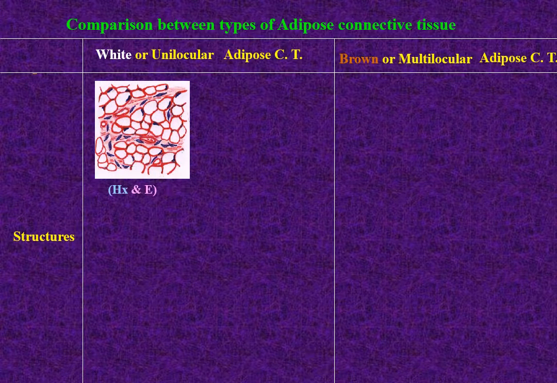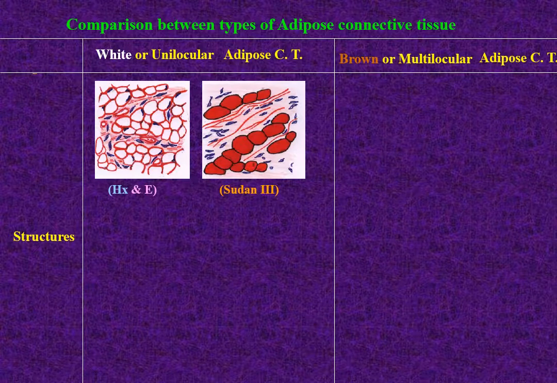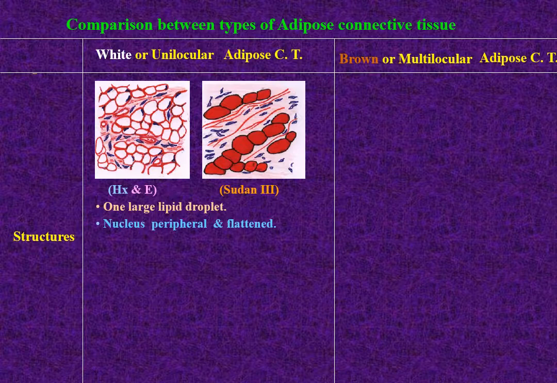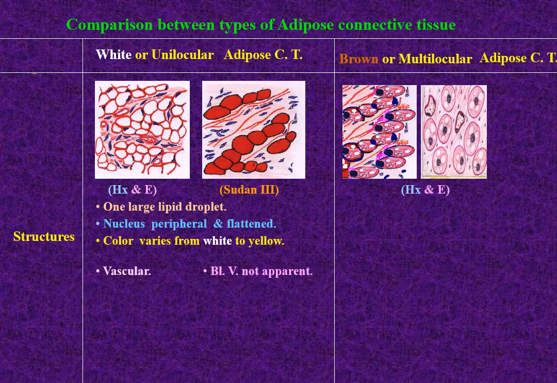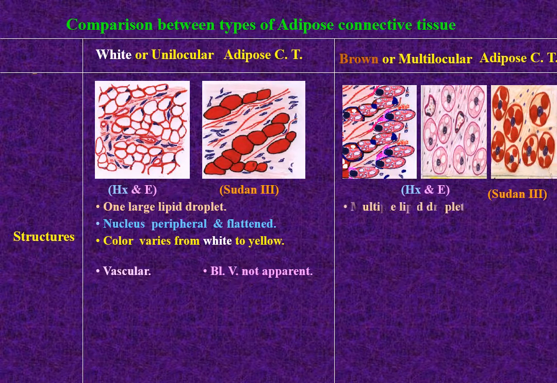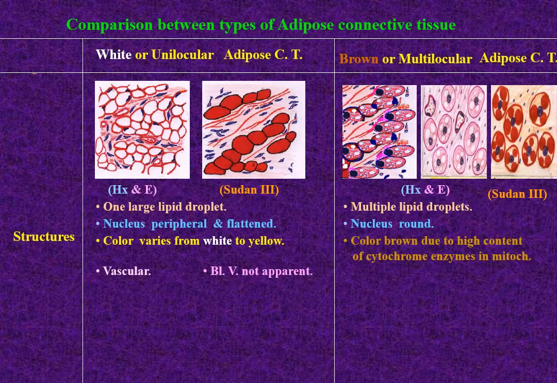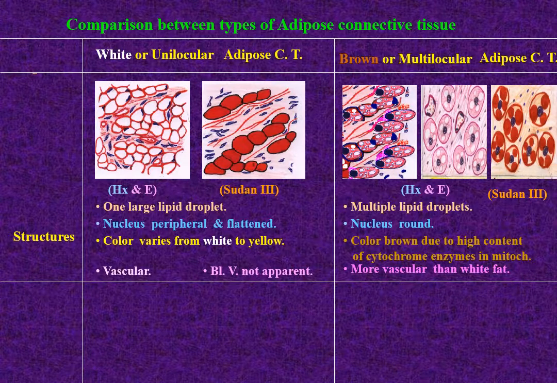Structures. In white adipose tissue, fat cells have only one large lipid droplet. The nucleus is peripheral and flattened. The color varies from white to yellow. It is highly vascular, but blood vessels are not always apparent. In brown adipose connective tissue, fat cells have multiple lipid droplets. The nucleus is round. The color is brown due to high content of cytochrome enzymes present in mitochondria. It is richly vascularized, more vascular than white fat.